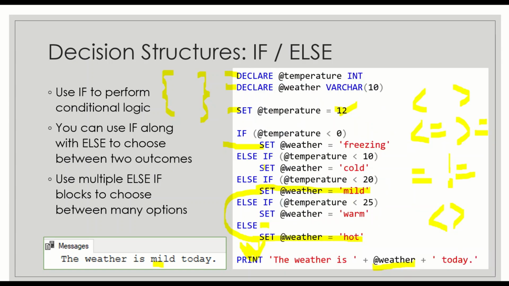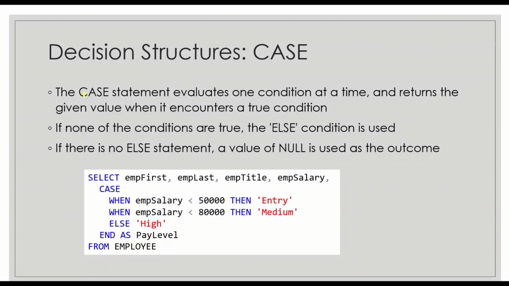Let's look at another decision structure. The case statement is a very popular one. Case statements are kind of similar to switch statements. And you'll notice the same type of keyword, but we use it a little bit differently. In C# we would have switch and then list a bunch of cases. In TSQL, though, it starts with case, and then we list a bunch of whens.